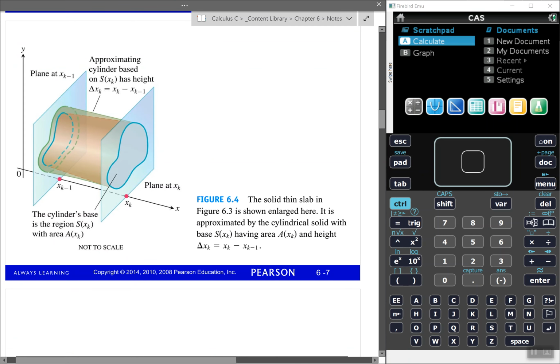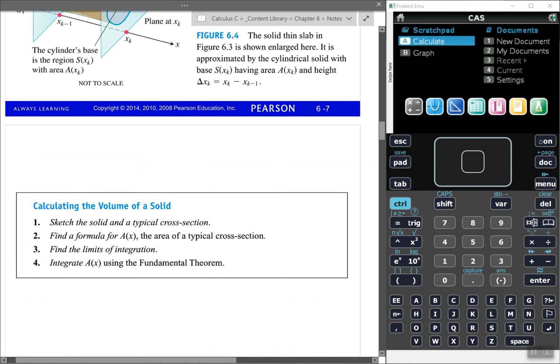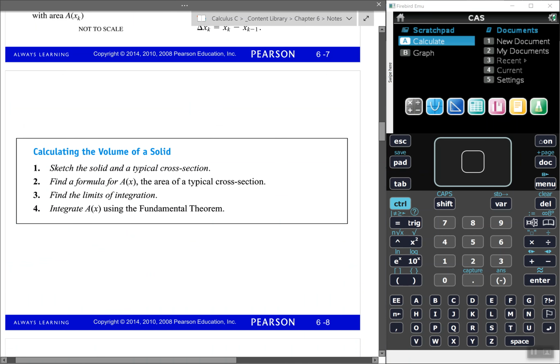So there's the same picture for a third time. We're going to skip over that. So what we want to do is sketch the solid and a typical cross section. You don't necessarily need to do that. If you can understand what's going on without a picture, great. But if the picture is helpful, always draw a picture. The most important part again is finding the area formula A.